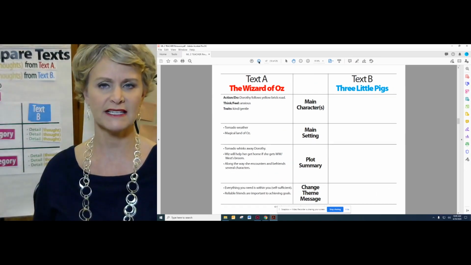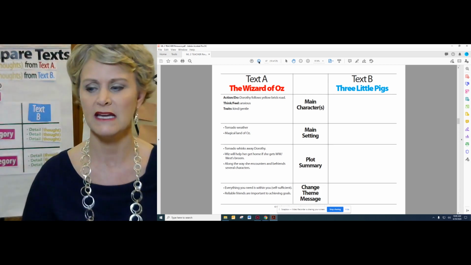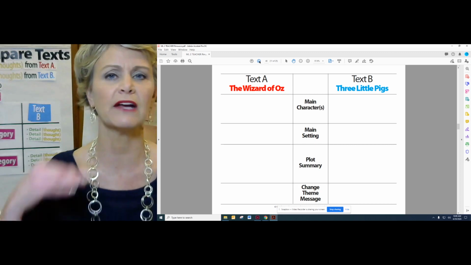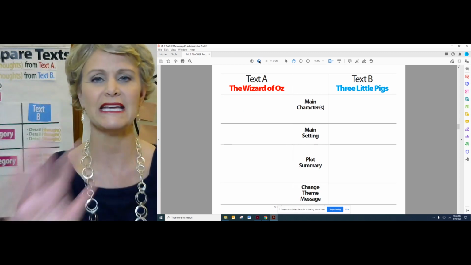Okay. So that was all of text A, the Wizard of Oz. Now we're going to do all of text B, okay, super fast, just a quick recap, because I can't even do comparative thinking until I look at them individually first.